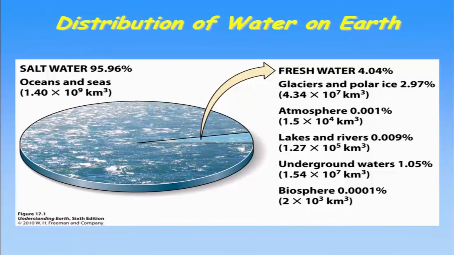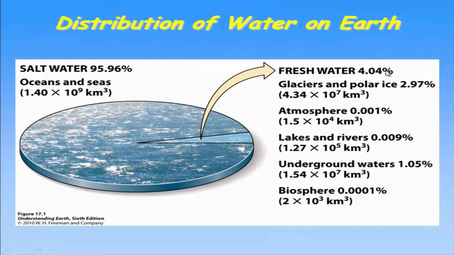So if we take, we have 95% of salt water in ocean and seas, whereas hardly 4% is fresh water. The rest is occupied as glacier or polar ice, atmosphere, lake and rivers, underground water and biosphere. So this is the distribution.